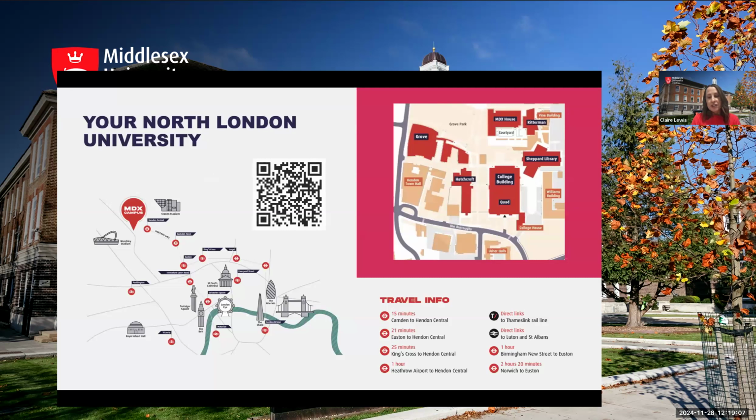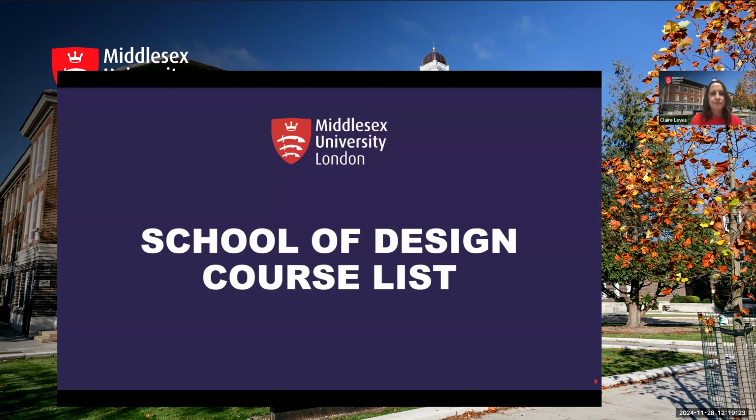Okay, so just to give you a little idea of where we actually are, because quite a few people say to us, well, where is Middlesex? And actually where we are is a really fantastic location. We're just in North London, just a few stops up the Northern Line from Camden Station. So really well positioned.